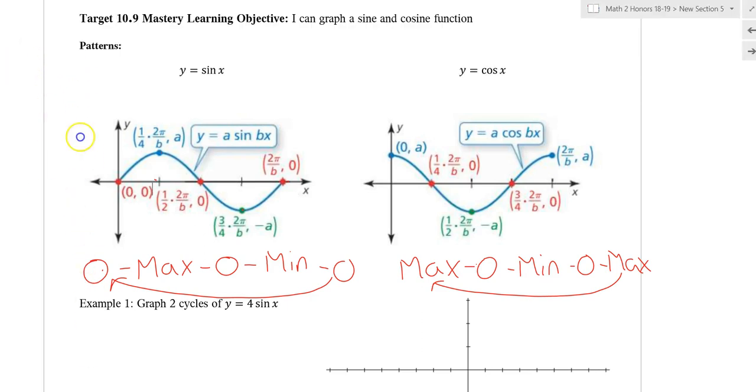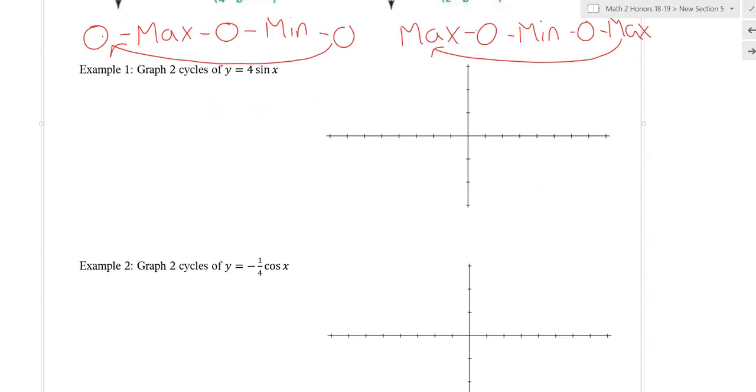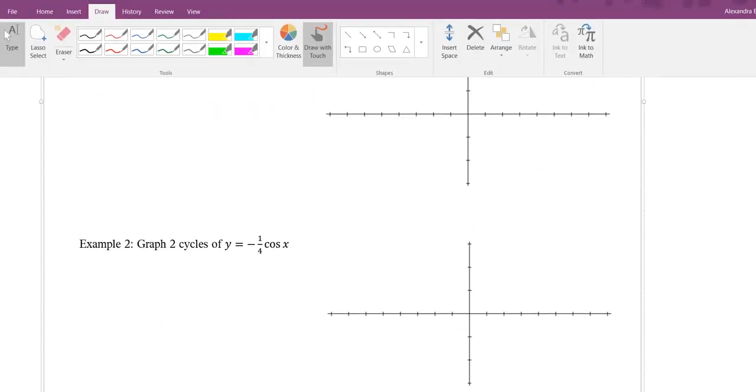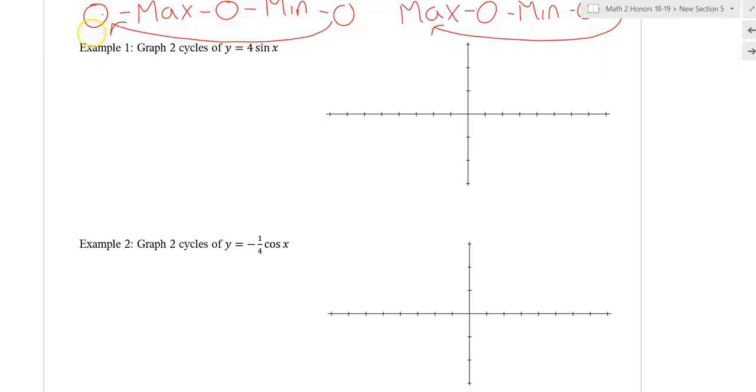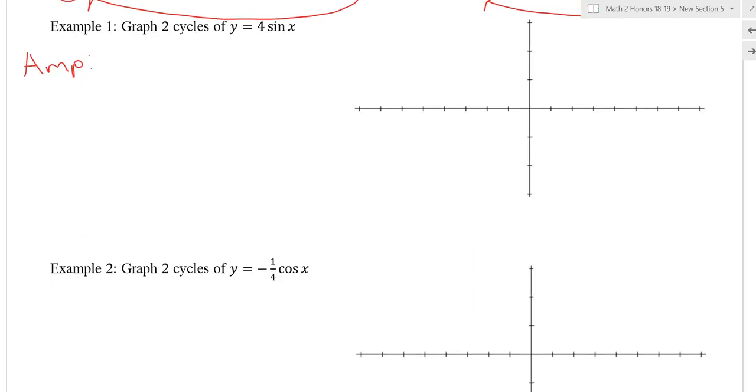So let's look at our first one. It says graph 2 cycles of y equals 4 sine x. So again, we want to know our amplitude. And so our amplitude, remember, comes from the A value, which comes from here. Okay, so our amplitude is the absolute value of 4, which is 4. So this graph is going to be going up 4 and down 4.